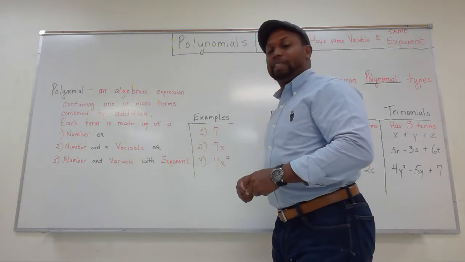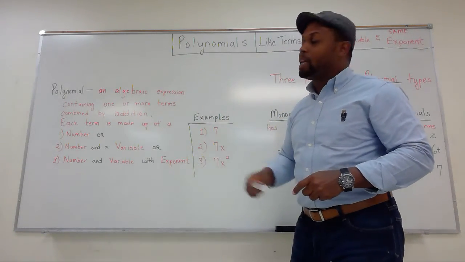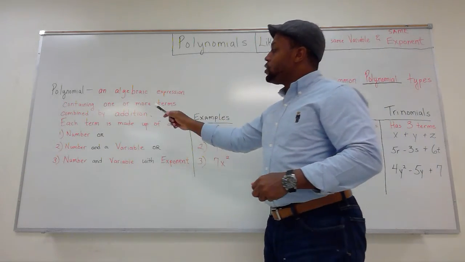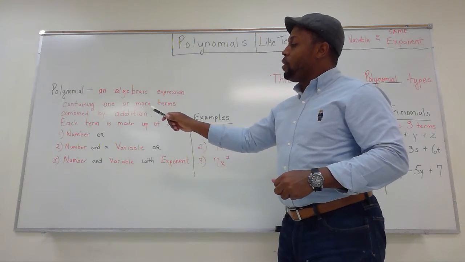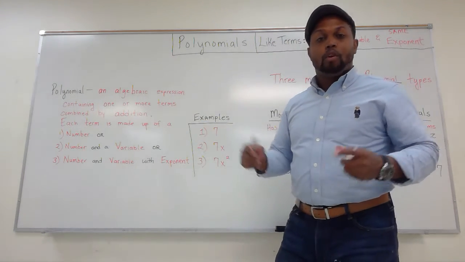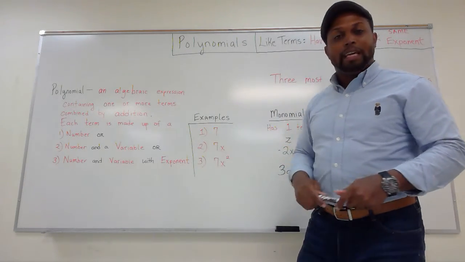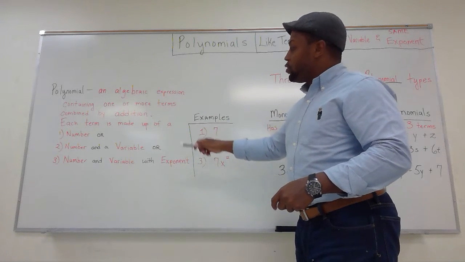A polynomial is an algebraic expression containing one or more terms combined by addition. Each term is made up of either a number, or a number and a variable, or a number and a variable with an exponent. And here we have three examples of 1, 2, and 3.